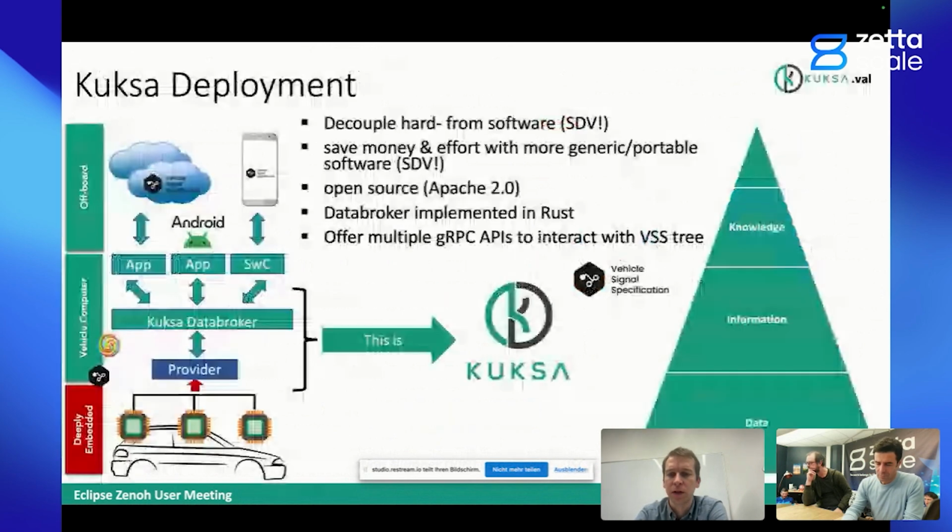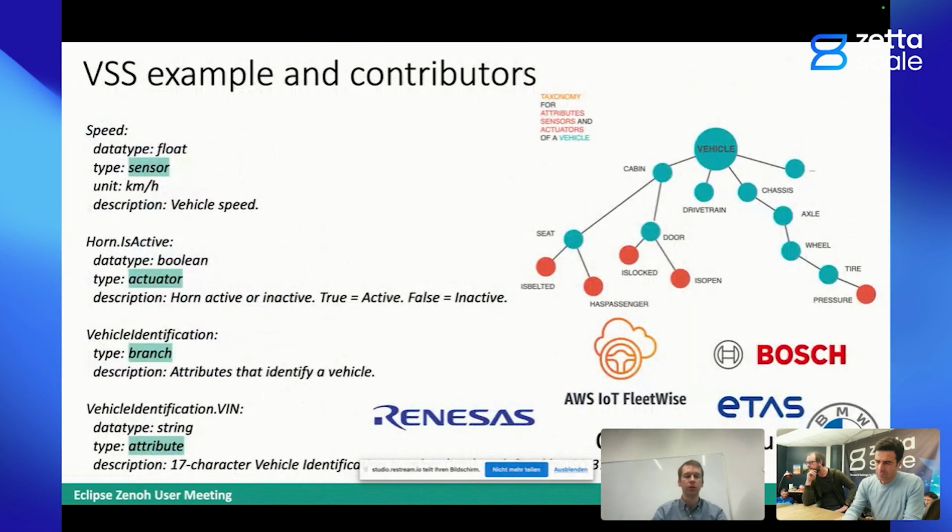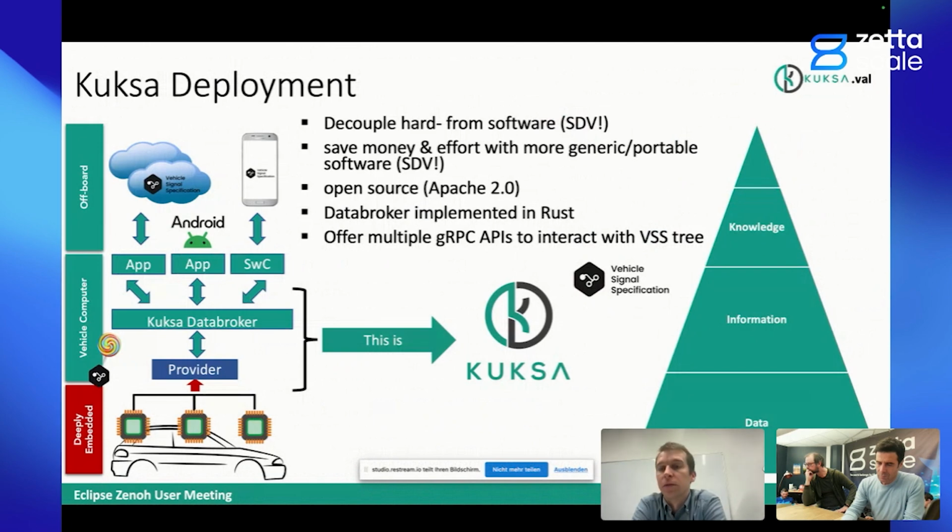And bringing this all together, we only have a data model so far. So there's only a tree of potential signals in this vehicle, but the question is, how do we actually interact with this data model? And one solution is the so-called Kuksa project. What Eclipse Kuksa is doing is, and now we read the slide from the bottom to the top, so it's maybe a bit counterintuitive.